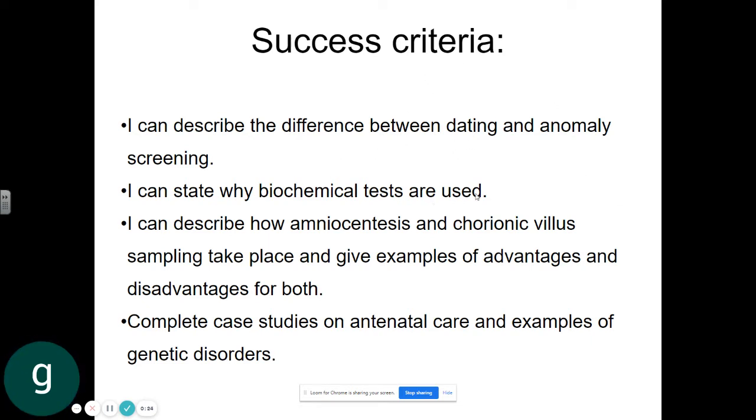We'll look at biochemical tests and when they're used and why they're used. We'll look at amniocentesis and chorionic villi sampling, the advantages and disadvantages of both, and look at some case studies on antenatal care.